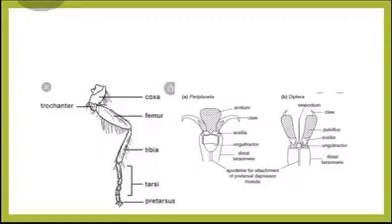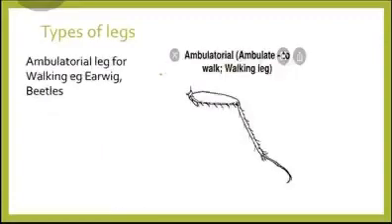Now coming to the different types of legs. There can be variation in the form of legs according to the habit. The first type of leg is the ambulatorial type of leg. This is used for walking. It is found in earwigs of order Dermaptera and also beetles. It is a simple structure, as you can see in the diagram.